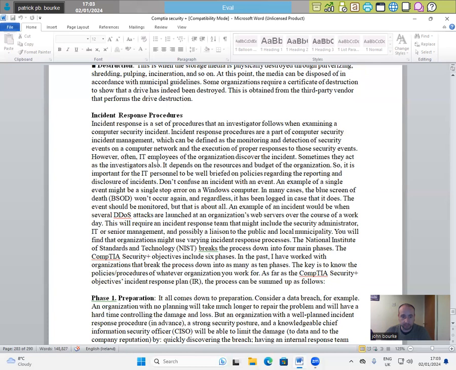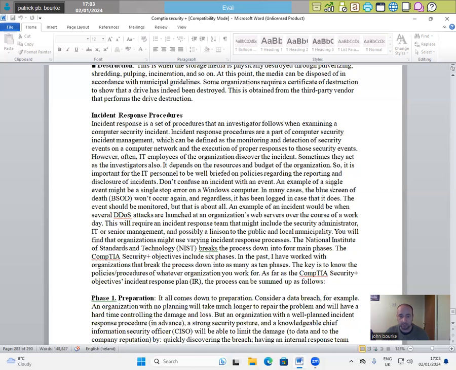However, often IT employees of the organization discover the incident. Sometimes they act as the investigators also. It depends on the resources and the budget of the organization. So it is important for the IT personnel to be well briefed on policies regarding the reporting and disclosure of incidents. Don't confuse an incident with an event.